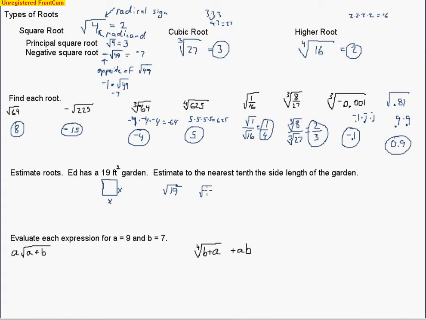Well, I know the square root of 25 is going to end up being 5, and that's bigger than 19. But let me find the one that's smaller. Square root of 16 is smaller, and that is 4. So I know it's in between 4 and 5. Now let's figure out which one it's closer to.